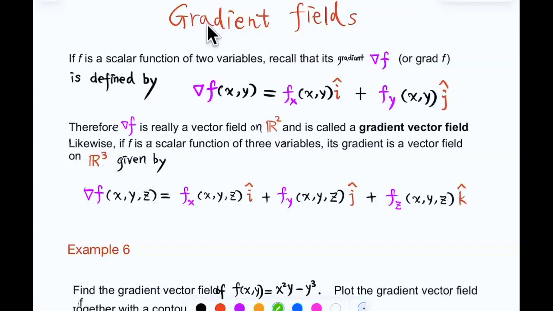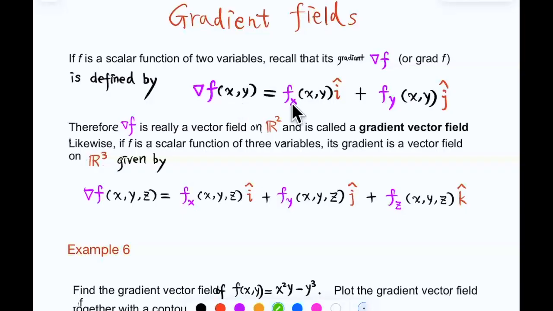Next, we're going to talk about gradient fields. If f here is a scalar function of two variables, its gradient, remember, is called del f, or the gradient of f. How do you define the gradient? Do you guys remember? You take the partial derivative of each component function, and then this will be the gradient.